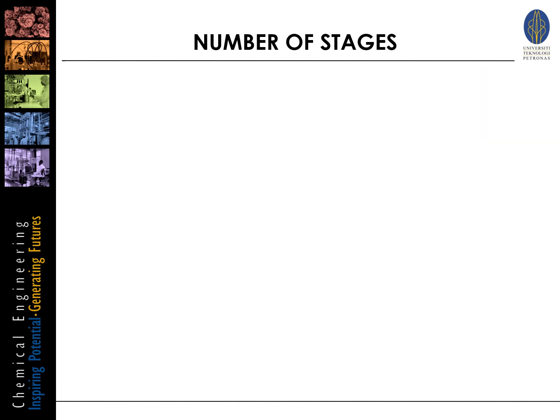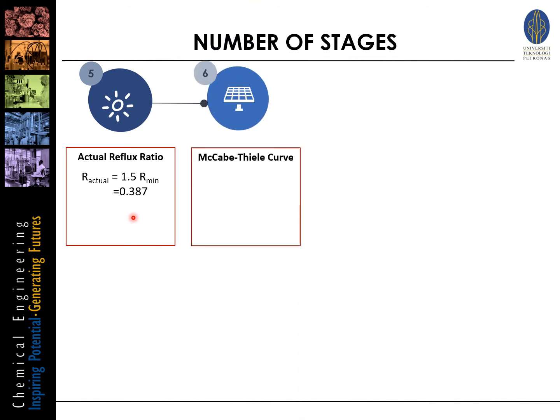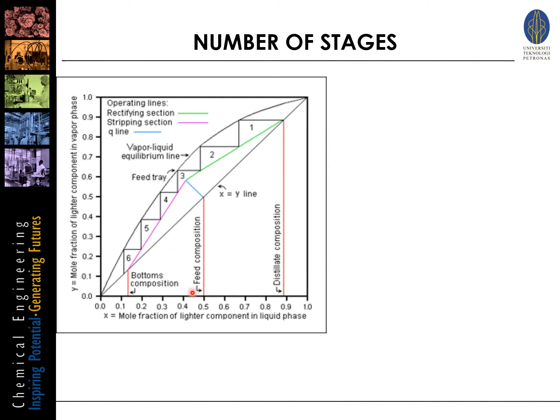After calculating the minimum reflux ratio, I have to determine the actual reflux ratio needed for this operation. This is done by multiplying the minimum reflux ratio by 1.5, and it is determined that the actual reflux ratio is around 0.387. Next, I'm going to plot the McCabe-Thiele curve to determine the number of stages. This is a general view of the McCabe-Thiele curve.